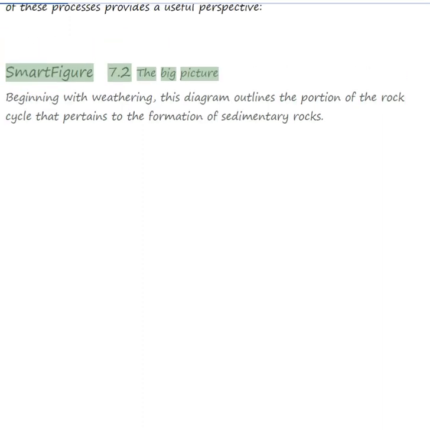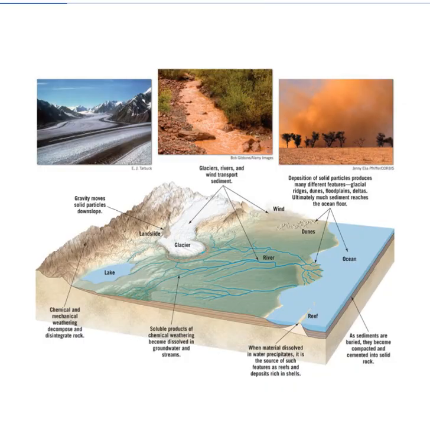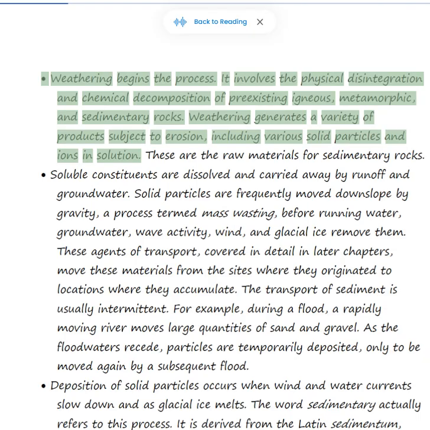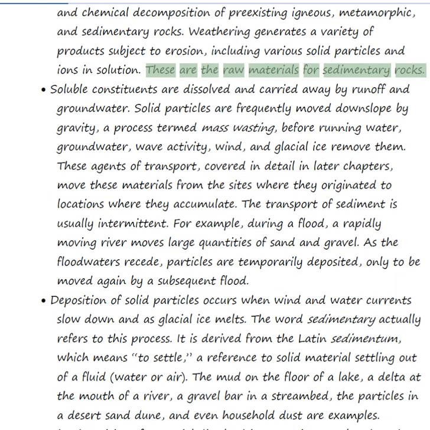Smart Figure 7.2 The Big Picture. Smart Figure 7.2 Full Alternative Text Description. Watch Tutorial, Depositional Environments. Weathering begins the process. It involves the physical disintegration and chemical decomposition of pre-existing igneous, metamorphic, and sedimentary rocks. Weathering generates a variety of products subject to erosion, including various solid particles and ions in solution. These are the raw materials for sedimentary rocks.